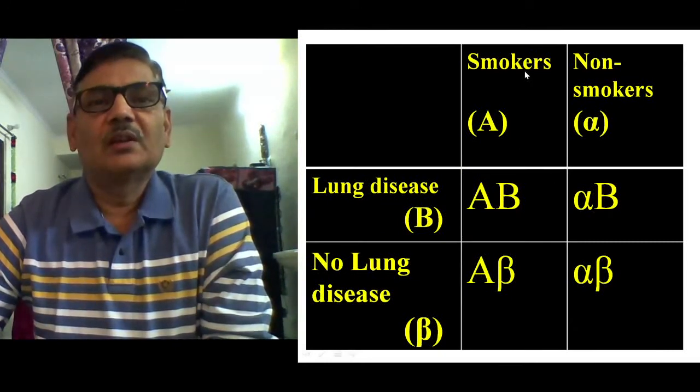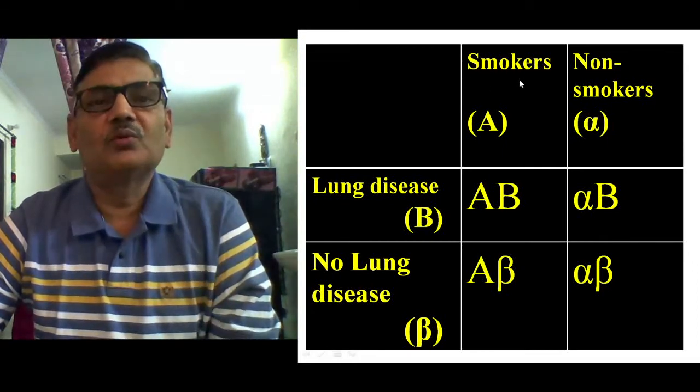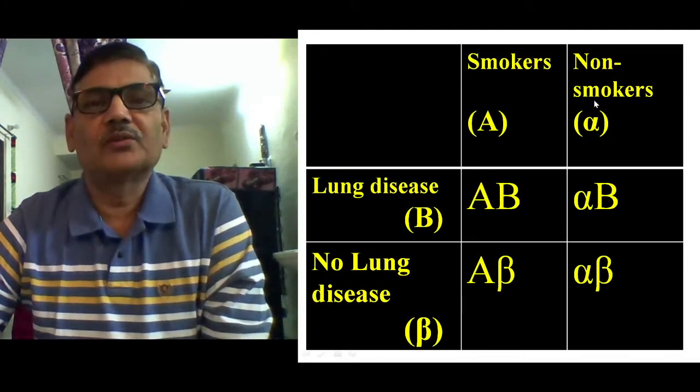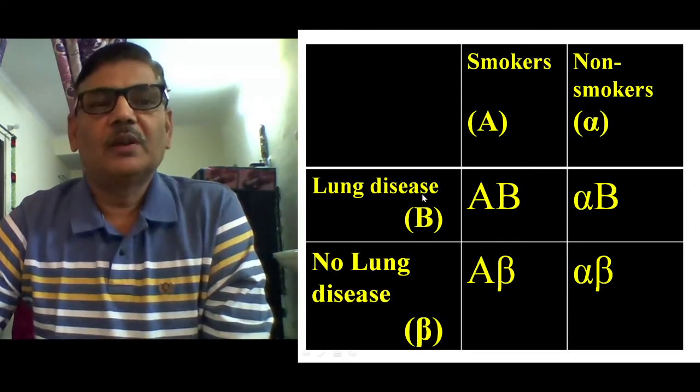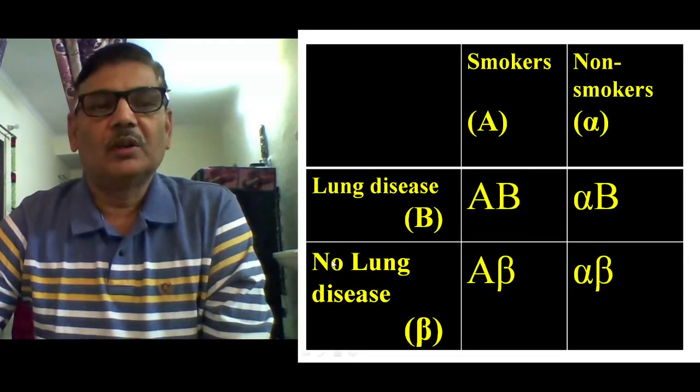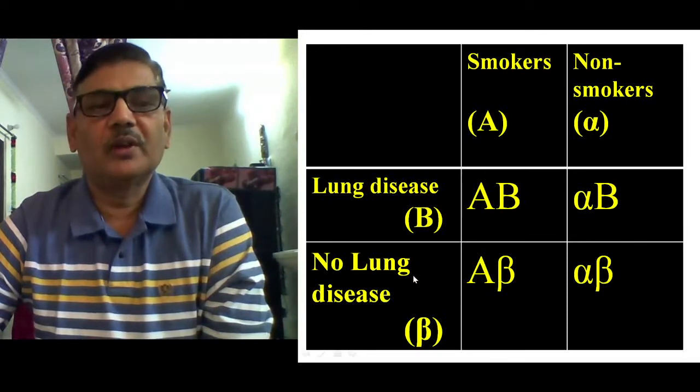See, smoking means there are people in the society who actually smoke, and there are non-smokers. So two kinds of persons are there, that is smokers and non-smokers. And we can also observe the lung disease. So people are there who may be suffering from lung disease or no lung disease, means they show a healthy nature, they don't show any problem regarding the lungs.